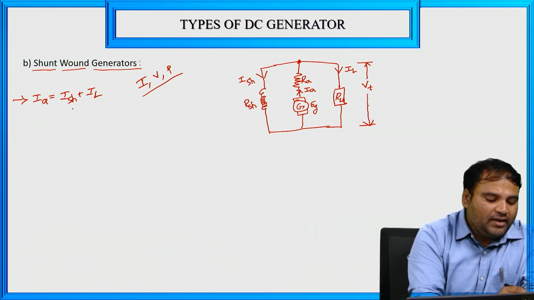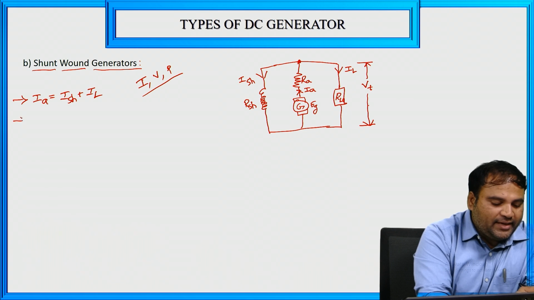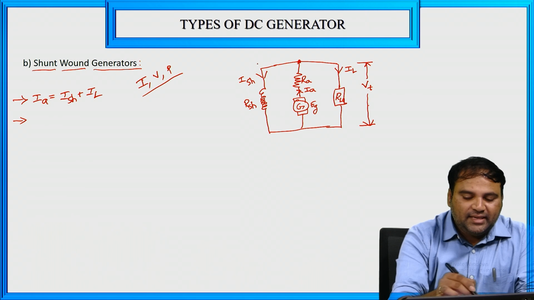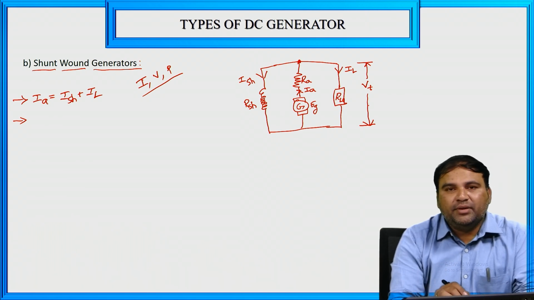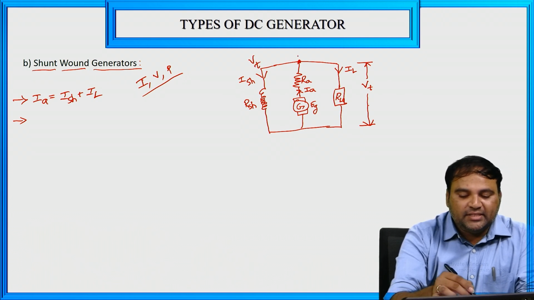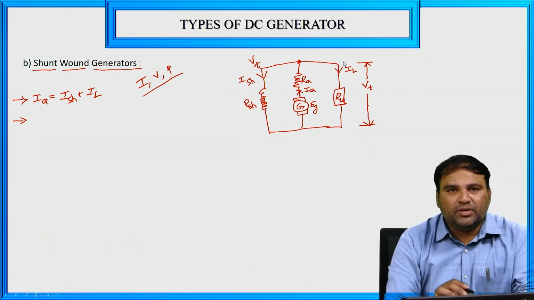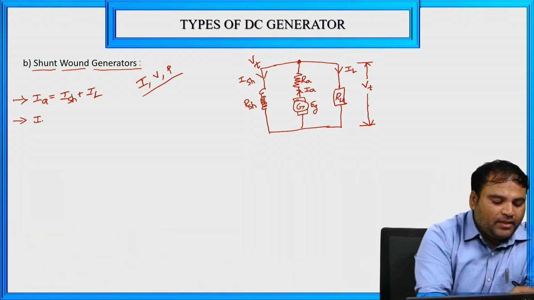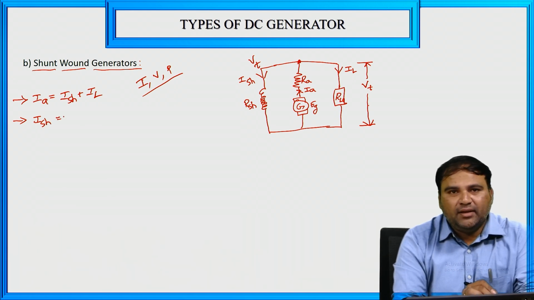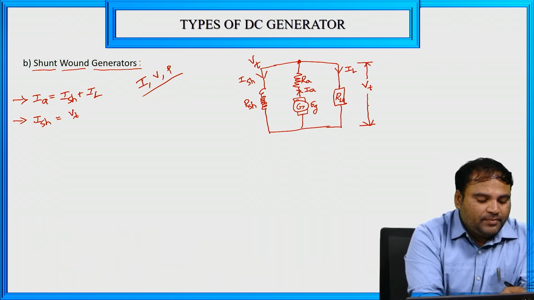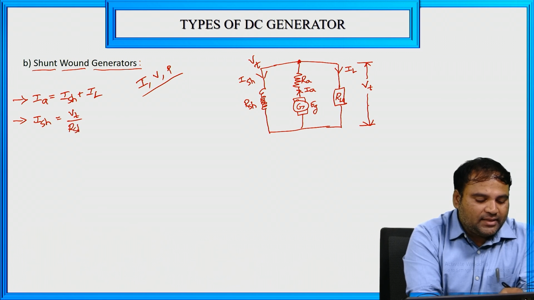Now we need to calculate ISH, that is the shunt current. So here the entire circuit is a parallel combination. In this parallel combination, voltage is constant. So the voltage in this branch and in this branch and in this branch will be the same only, because it is a parallel circuit. Now, according to Ohm's law, I equal to V by R, so ISH is equal to, in the place of V, Vt is there, in the place of R, RSH is there.